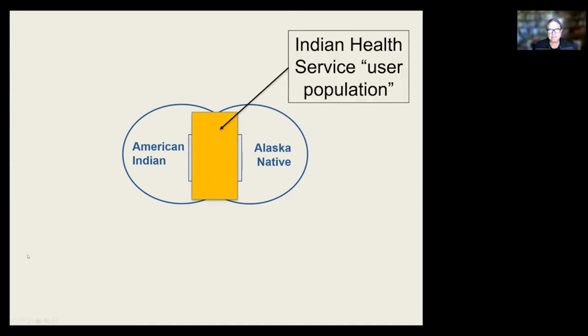Now, quite often we see Indian Health Service data used synonymously with all American Indians and Alaska Natives, but actually the Indian Health Service serves a minority of American Indians and Alaska Natives. You have to be an enrolled tribal member, generally speaking, to receive those services. Many American Indians and Alaska Natives are not enrolled in a tribal group, so they're not eligible for Indian Health Service.